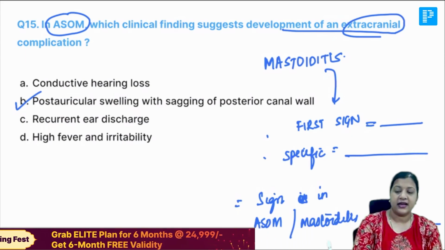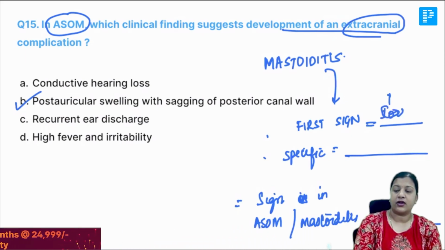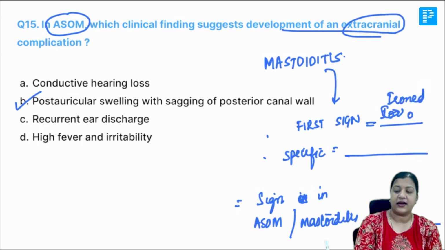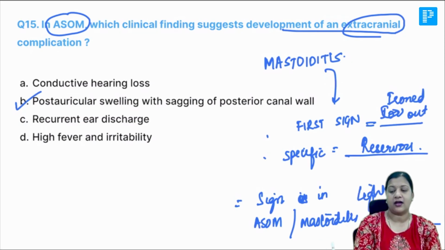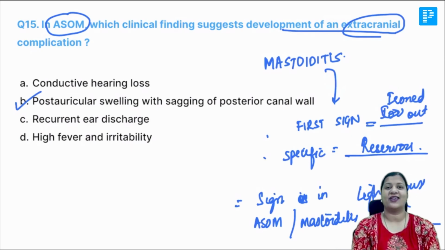So the first sign is, very good, the ironed out appearance of the mastoid. That is absolutely right. The specific sign is going to be your reservoir sign. The sign that you see in both ASOM and mastoiditis is going to be your lighthouse sign. So, right, I am hoping that all of you have understood the basics of the science in mastoiditis.